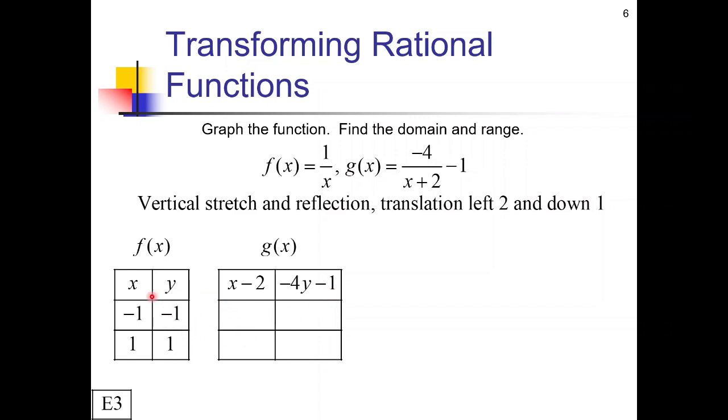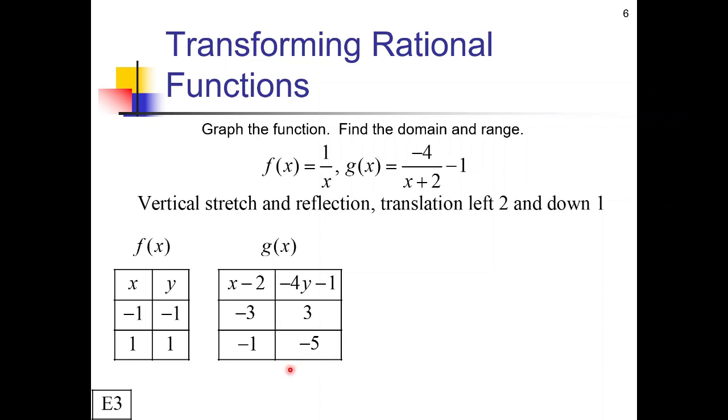We have, let's see, -1 minus 2 is -3. 1 minus 2 is -1. And then -4 times -1 is 4. Minus 1 is 3. -4 times 1 is -4. -4 minus 1 is -5.